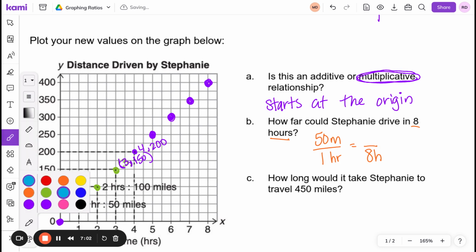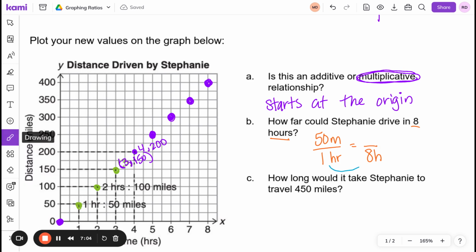So how do you turn a 1 into an 8? You're getting bigger, so you're multiplying. And more specifically, you're multiplying by 8. Whatever I do to the bottom, I do to the top. 50 times 8 is 400 miles, which is what we plotted on the graph and the pattern we were following from the table.